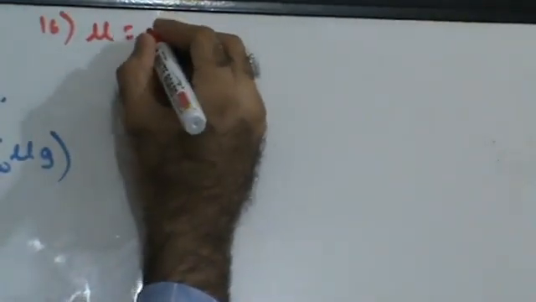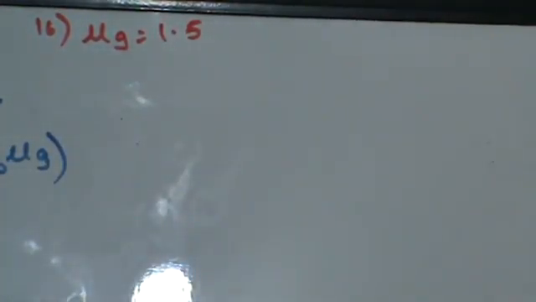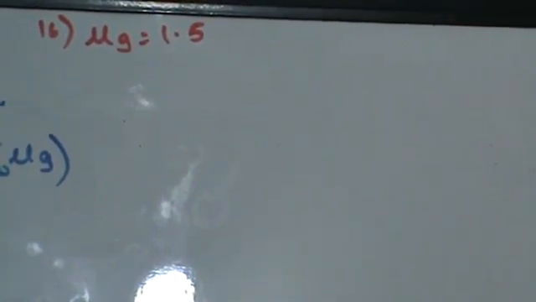Next, take on next one please. What is the Brewster's angle for air to glass transition if the refractive index of glass is 1.5?